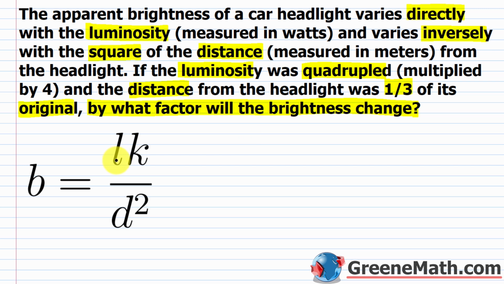That's what it varies directly with. And it varies inversely with the square of the distance. So that's why you have d squared down here. And of course, you have your k in the numerator as your constant of variation. Some people will write this as b is equal to, you might put your k like this, and then times your L over d squared. You can do it that way, or you can just put it in the numerator. It's really up to you.